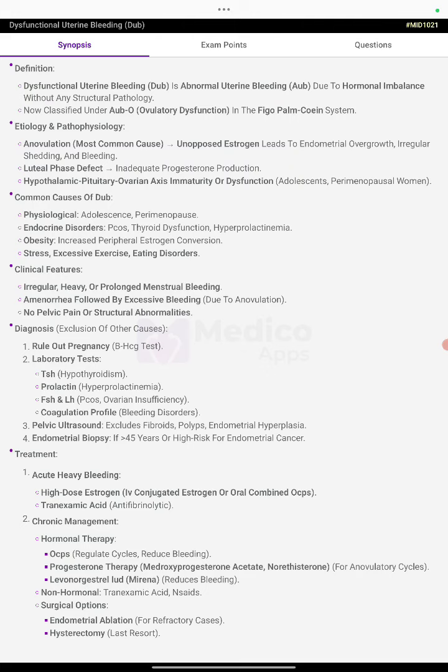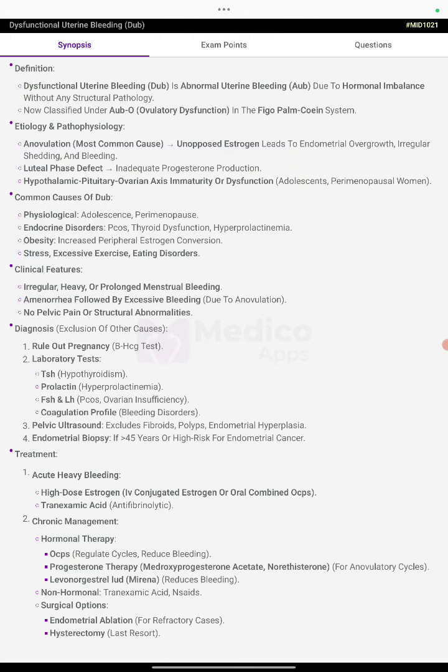Clinical features: irregular, heavy or prolonged menstrual bleeding, or amenorrhea followed by excessive bleeding due to anovulation, with no pelvic pain or structural abnormalities. Diagnosis is by exclusion of other causes. Rule out pregnancy with a beta-hCG test.